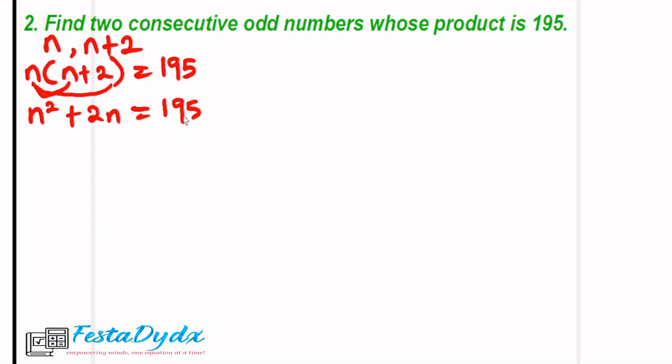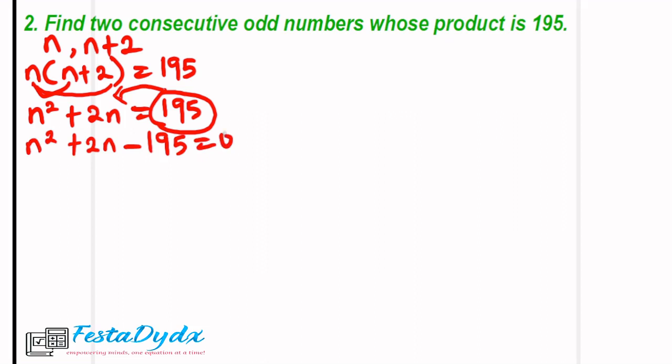195. So now that I've been able to get to this point, we have to represent this in the format of a quadratic equation. So I'm going to take this 195 and bring it inside. Since it's a positive number, if it's crossing the equation sign, it's going to change to minus. So we have n squared plus 2n minus 195, which is going to give us 0.